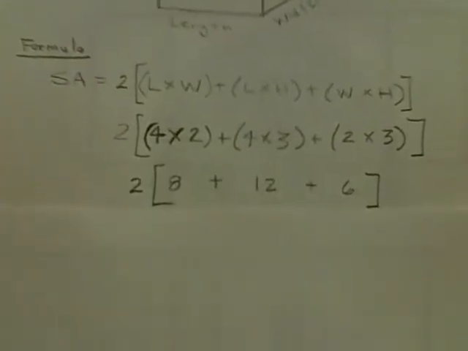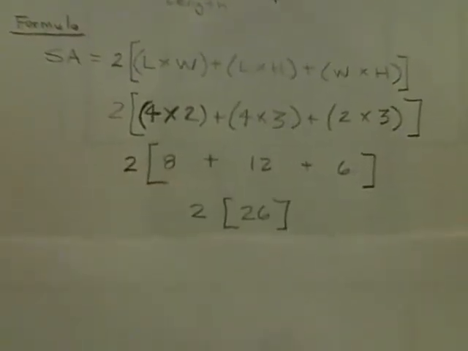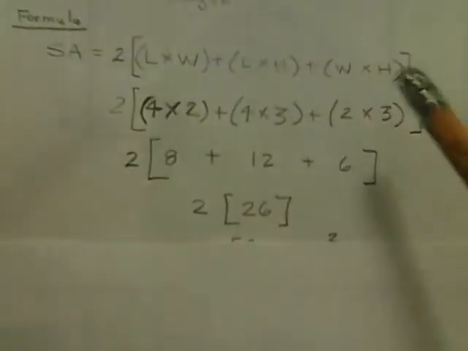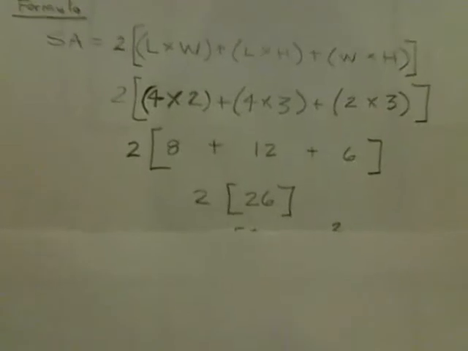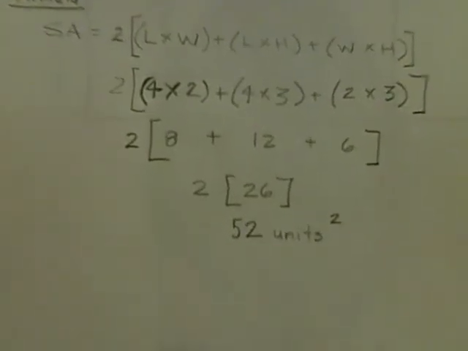Now it's very important here to follow the order of operations. You can't add this 2 and 4. You have to do what's inside the parentheses first. So we're going to multiply all 3 of those first, which gives us this. And then, of course, you have to add before you can multiply here. So we add, and we get 2 times 26. So 26 would be the surface area of 3 of the sides. Then we multiply times 2 to account for the other 3, and we get 52 units squared.